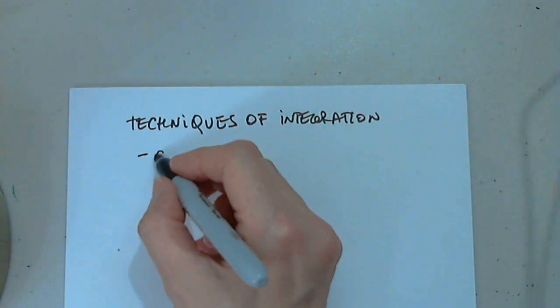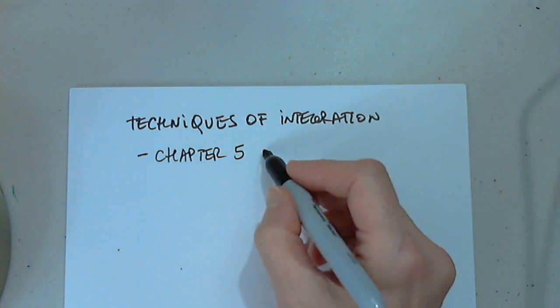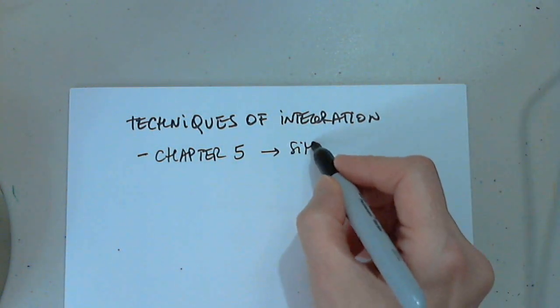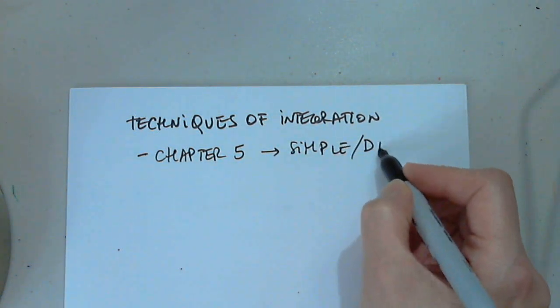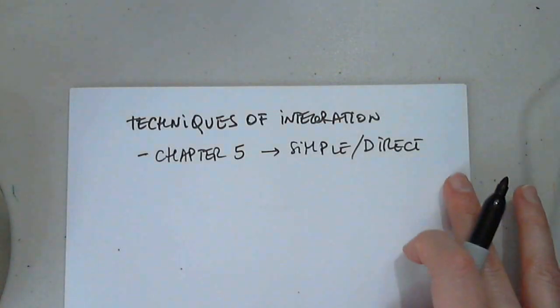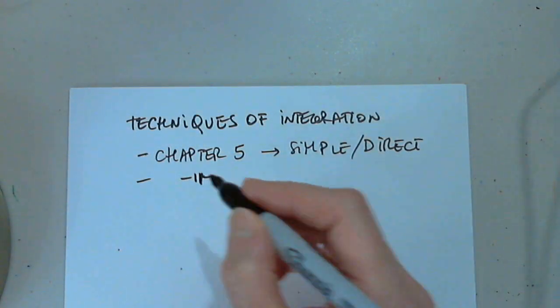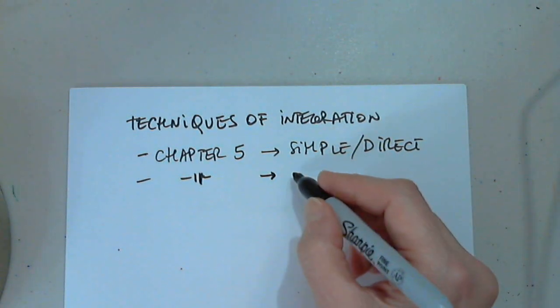Number 1, from chapter 5, we know simple or direct. Just the integral of x is x squared over 2 plus a constant c. Just simple, direct, there is nothing else. Also from chapter 5, we know substitution.